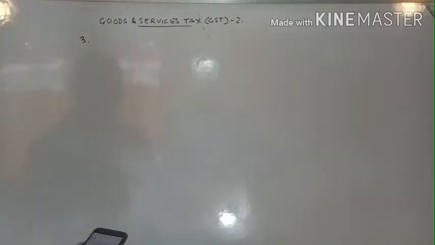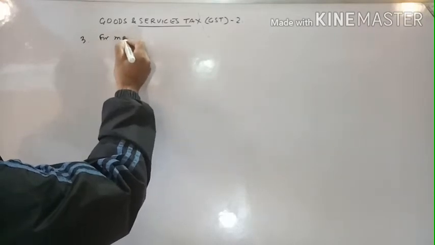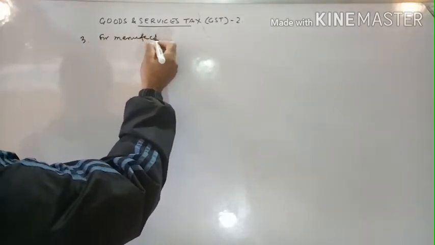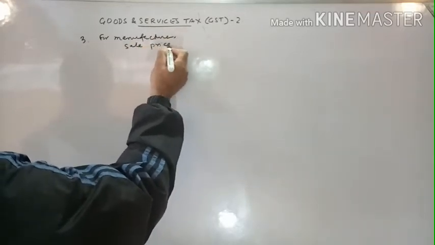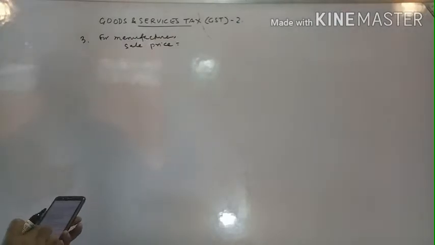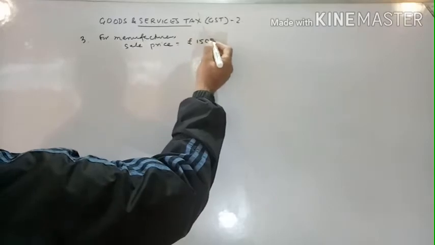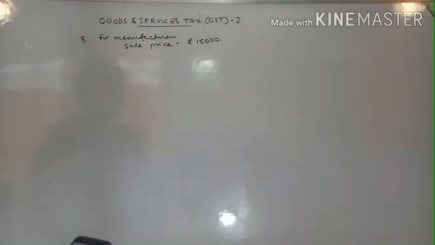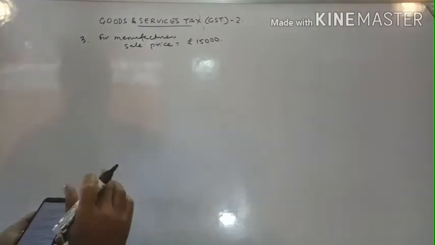Okay, so here, manufacturer, sale price is equal to... he sells the washing machine to the wholesaler at rupees 15,000. Now here it says the rate of GST is 12%, and the sales are intrastate.